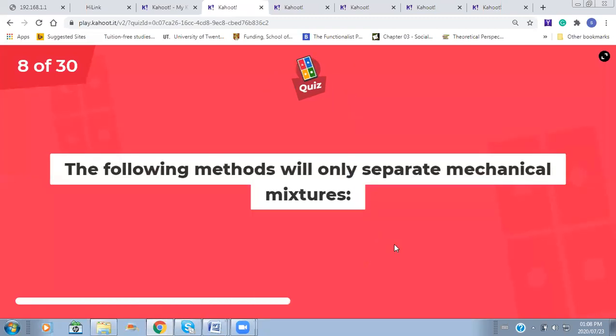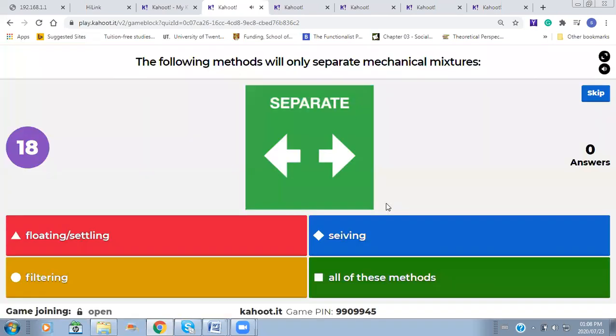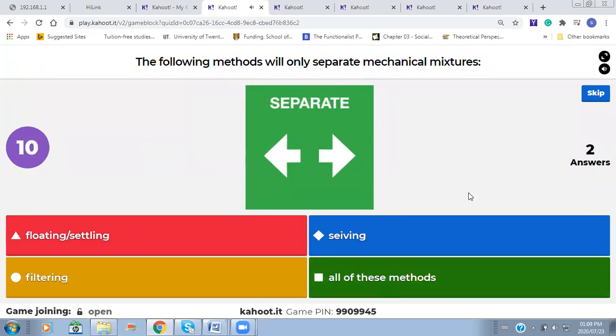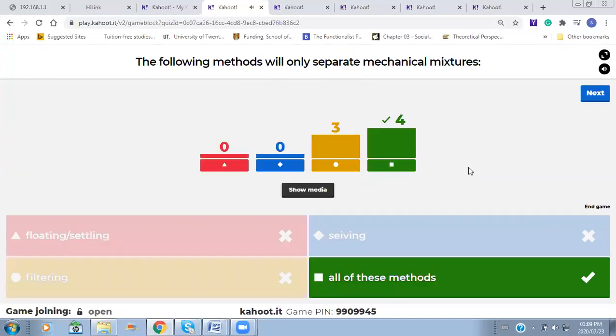The following methods will only separate mechanical mixtures. What are they? Floating or settling, sieving, filtering, and all of these methods. The clock is ticking. Let's get going. Yes, it's time. Very good.